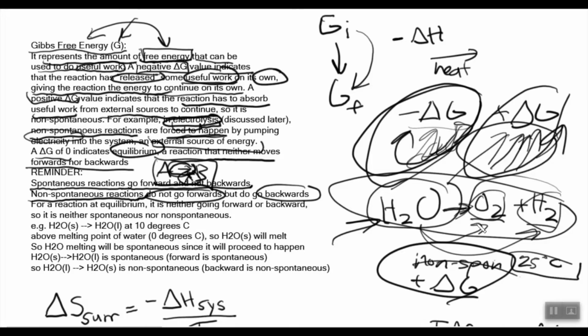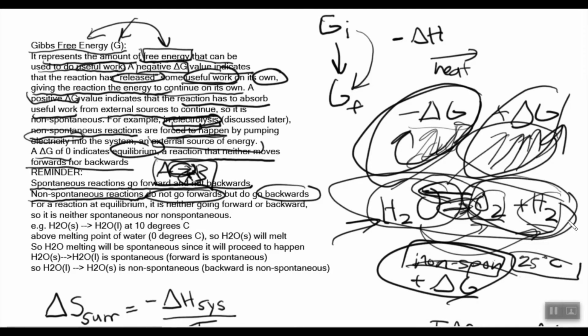So if you do have these two gases, it will actually react and form H2O. So the backward reaction will happen for non-spontaneous reactions. And because of that, we know that the backward reaction is going faster than the forward reaction. So overall, this reaction should be going backwards. But this reaction is non-spontaneous, so it won't go forwards, but it can go backwards.